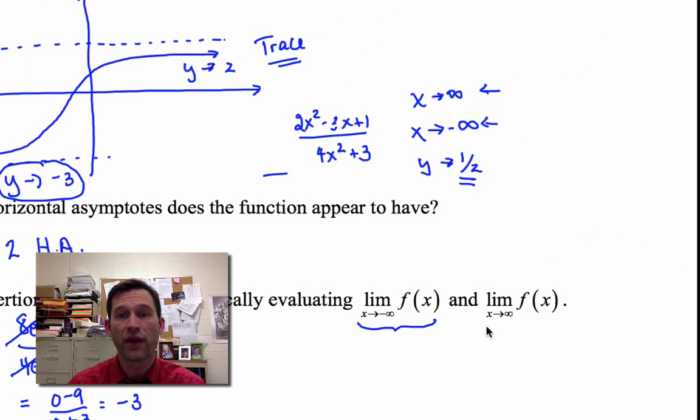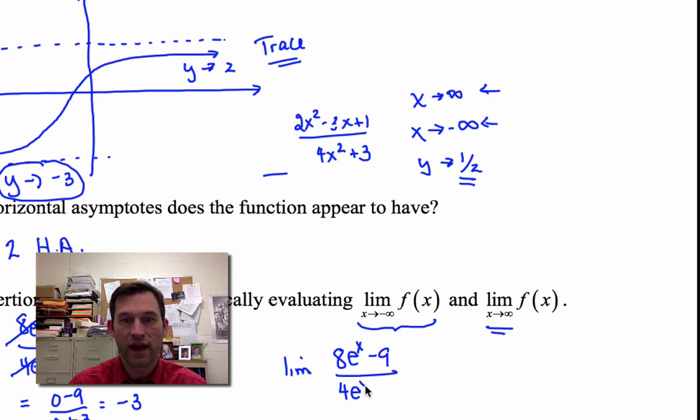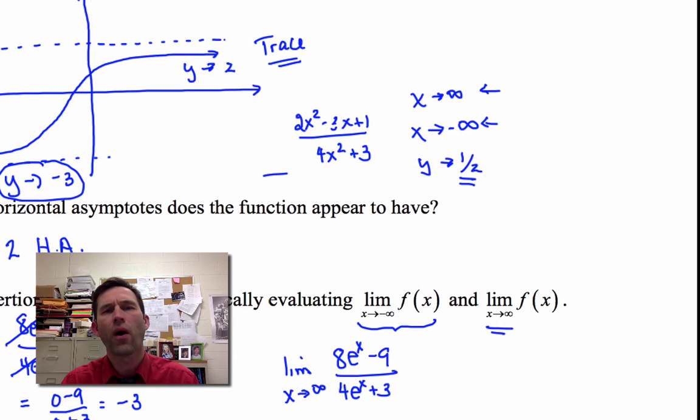Now let's do what I think is the harder one to think about. Let's look at the limit of 8e to the x minus 9 divided by 4e to the x plus 3 as x goes to positive infinity. See, here it's a little bit harder.